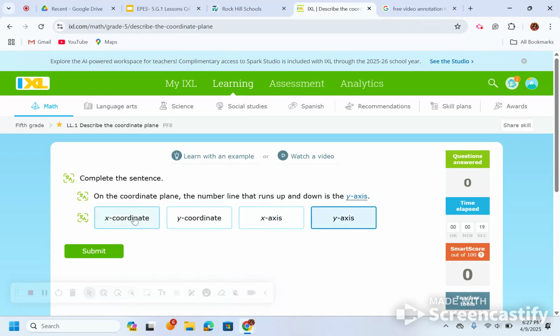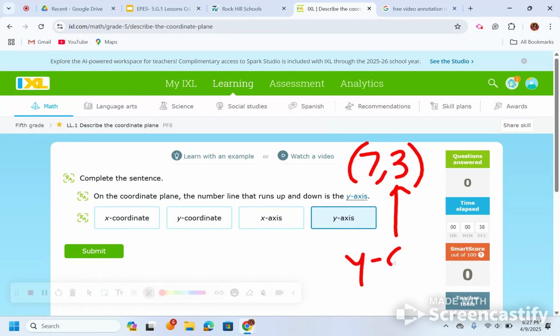Now, let's talk about why the answer is not y coordinate. The coordinate is the actual number. If I had a point that was plotted at 7, 3, then the y coordinate would be 3. That's your y coordinate. But where is that y coordinate located? On the number line itself, which is called the y-axis, and that's why that's the answer.